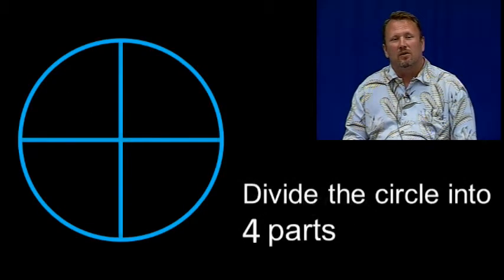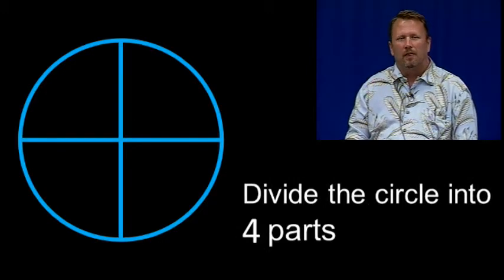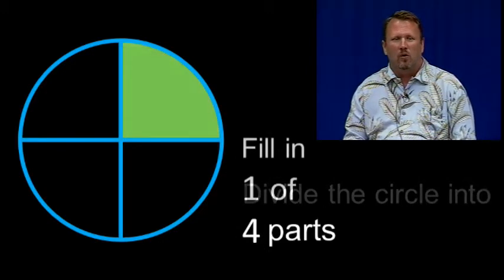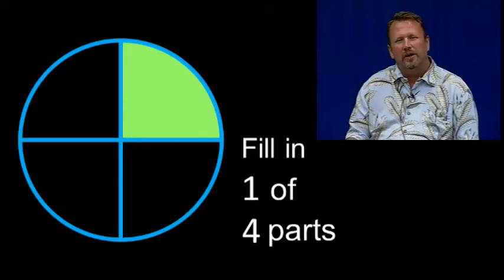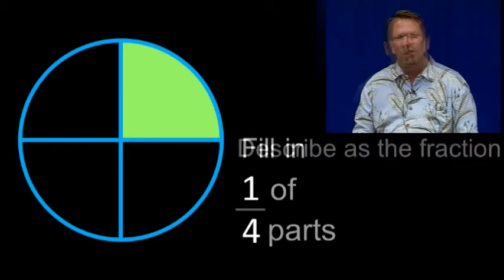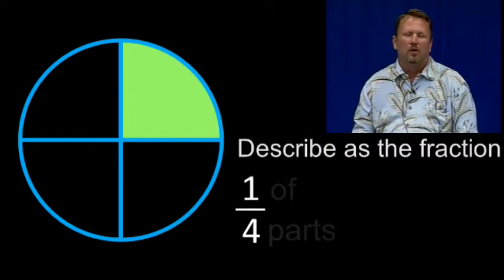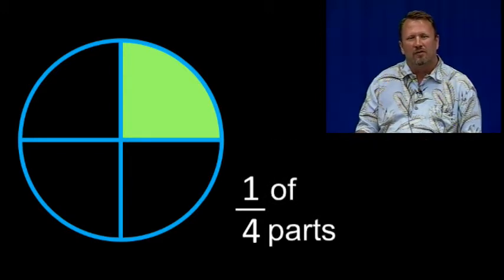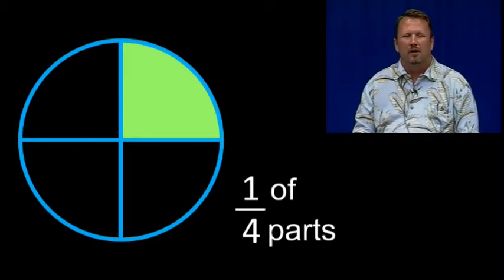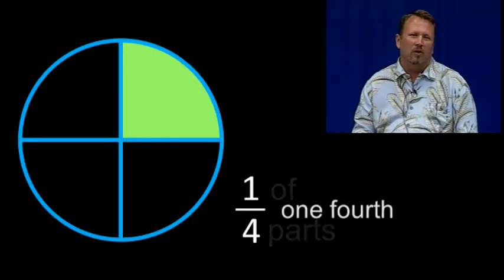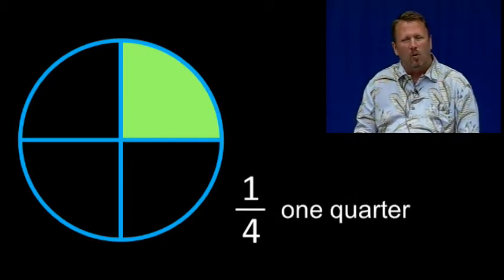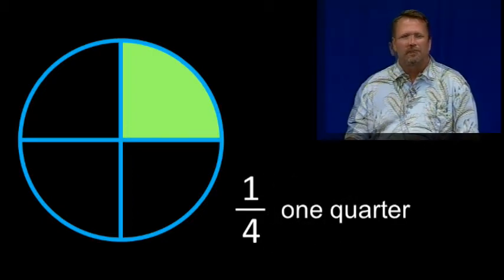Here is our circle, and we can divide the circle into 4 parts. If we fill in one of 4 parts of the circle, we can describe that as the fraction 1 over 4, which means 1 of 4 parts. So this fraction 1 over 4 is called 1/4.